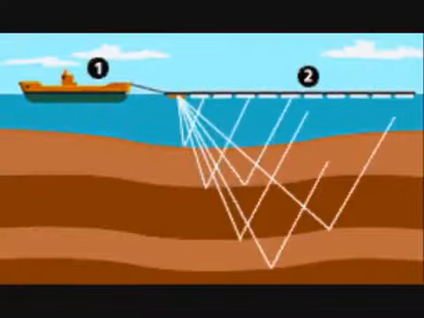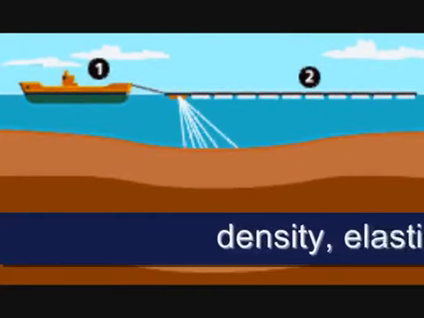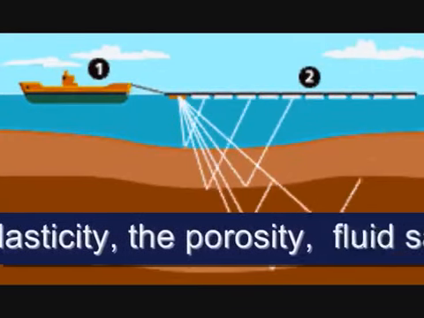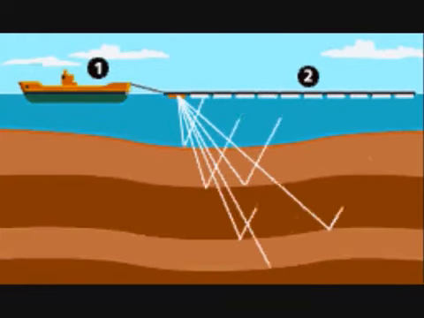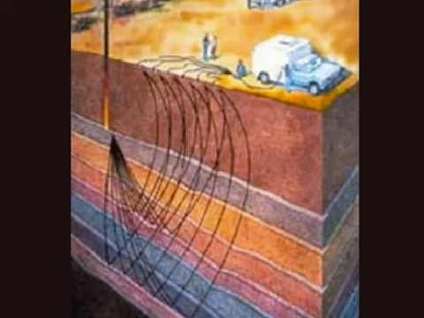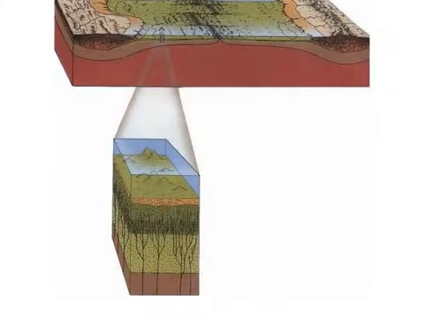By studying their variations, we can determine the density, the elasticity, the porosity, and fluid saturation in the structures below. Ultimately, they allow us to determine formation characteristics such as rock type, depth, and shape.